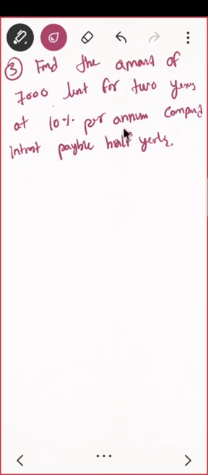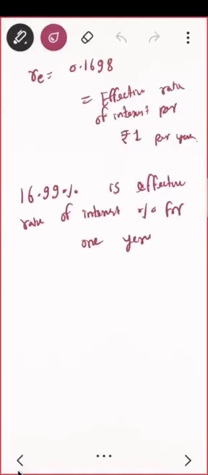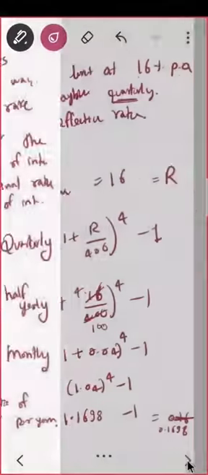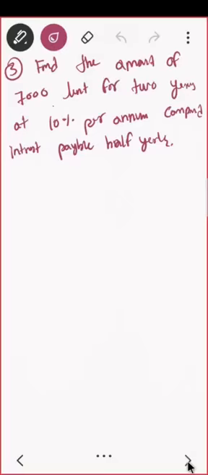See, earlier, look at what a compound interest question looks like, and now look at this one. What do you see as the difference? A sum of 4,000 at 8% per annum for 2 years is invested, if the amount is calculated half yearly. What is the difference? So like this, and you see this question. What do you see as the difference? And how will you solve this question?